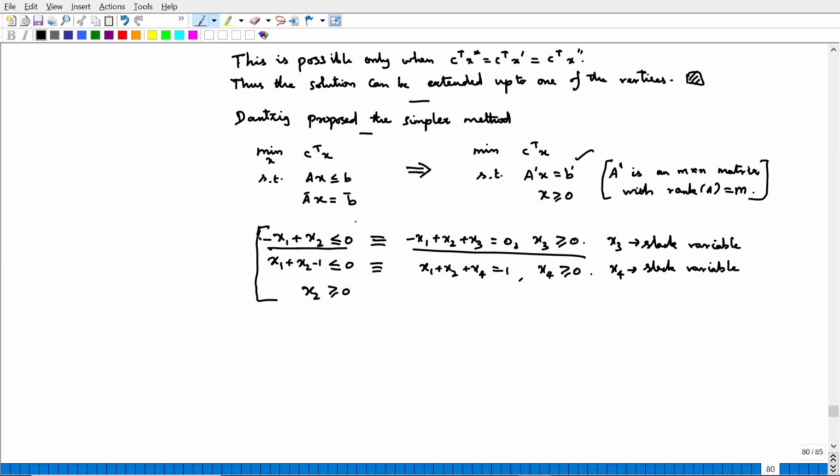So, if I just write down the converted form of this, I will only have minus x1 plus x2 plus x3 equal to 0 and x1 plus x2 plus x4 equal to 1 and x2, x3, x4 greater than or equal to 0. So, it is not exactly this because you do not have x1 greater than or equal to 0, right. So, that is some possibility. You might have variables which are unconstrained, not having such nice constraints in this form, right. So, you do not have the non-negativity constraints.